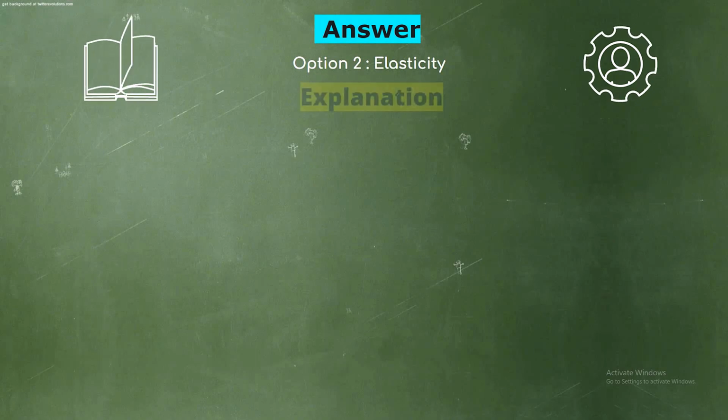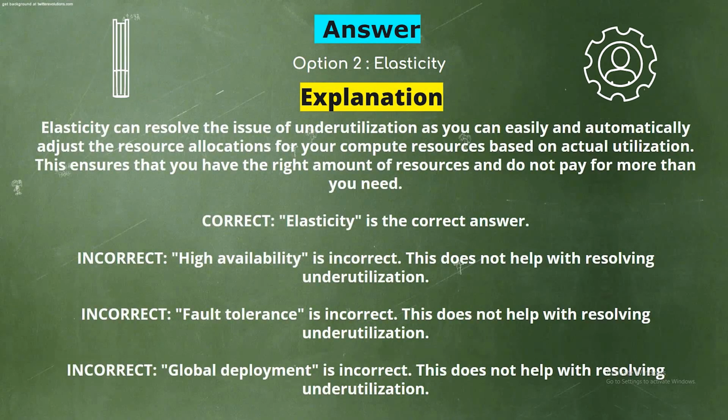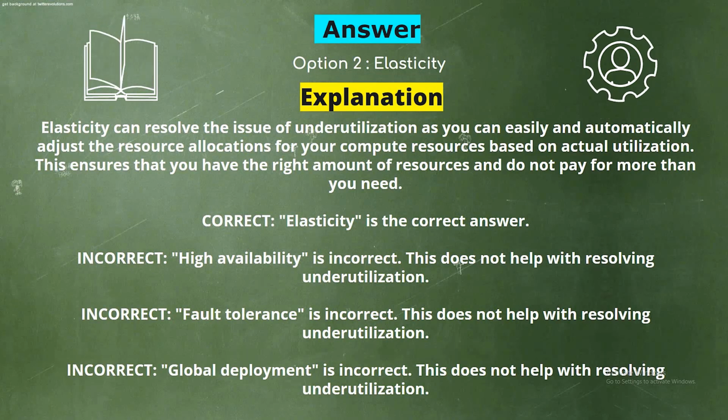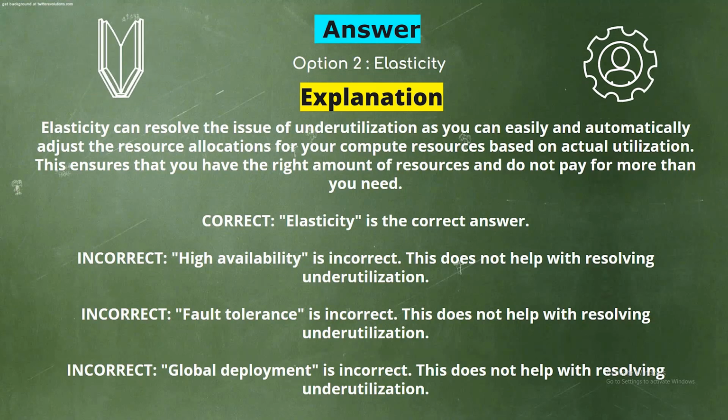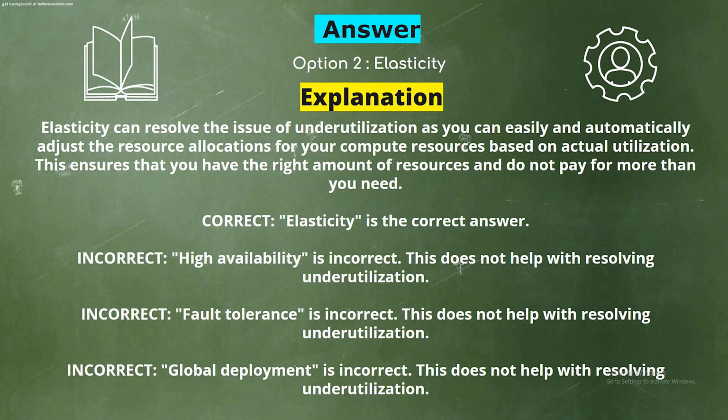Elasticity. Explanation. Elasticity can resolve the issue of underutilization, as you can easily and automatically adjust the resource allocations for your compute resources based on actual utilization. This ensures that you have the right amount of resources and do not pay for more than you need. Correct. Elasticity is the correct answer. Incorrect. High availability is incorrect. This does not help with resolving underutilization. Incorrect. Fault tolerance is incorrect. This does not help with resolving underutilization. Incorrect. Global deployment is incorrect. This does not help with resolving underutilization.